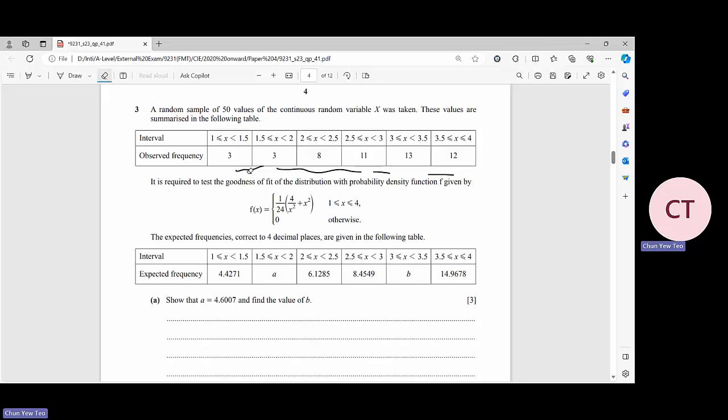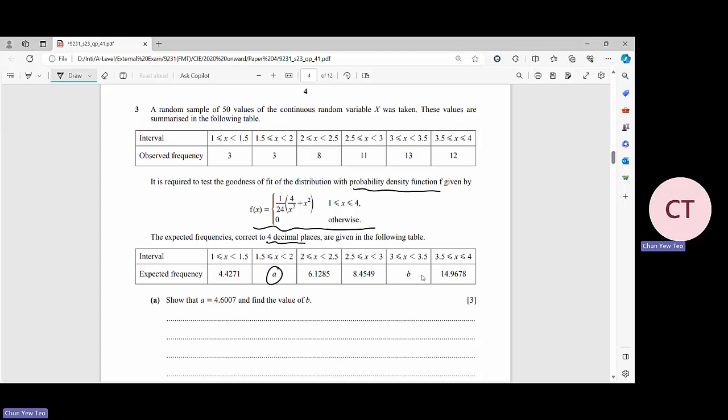It is required to test the goodness of fit of the distribution with a probability density function. They give you the PDF, given by this. And then the expected frequency is to be correct to 4 decimal places. They mentioned that this is correct to 4 decimal places.